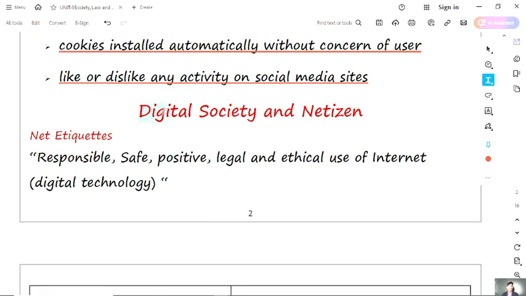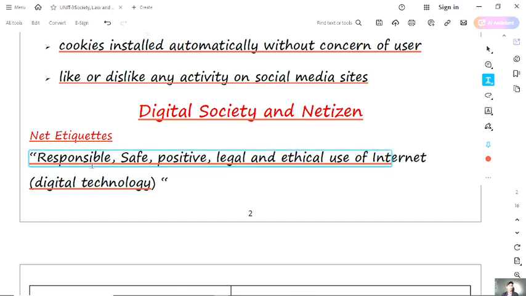Now, digital society and netizen. First, society and netizen. Society you already know, and a netizen means a person who is using the net. If you are using the net, you are a netizen. Netiquettes means the responsible, safe, positive, legal and ethical use of the internet. It simply means that in your behavior you should visit safe sites, along with positive, legal and ethical use. We should make ethical use of the internet, meaning digital technology.